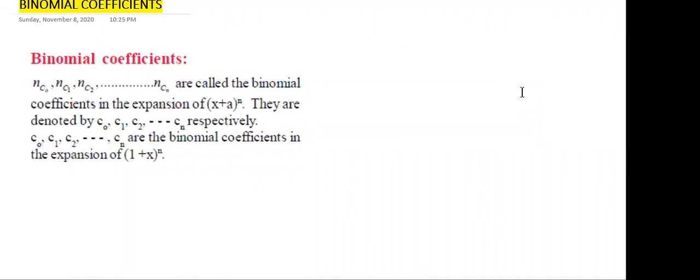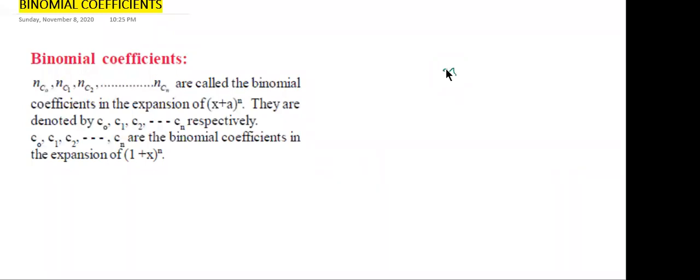Now I am going to discuss the binomial coefficient concept and problems. nC0, nC1, nC2 and so on up to nCn are called binomial coefficients in the expansion of (x + a)^n. They are denoted in short form by C0, C1, C2, C3 and so on up to Cn respectively. C0, C1, C2 and so on up to Cn are binomial coefficients in the expansion of (1 + x)^n also.